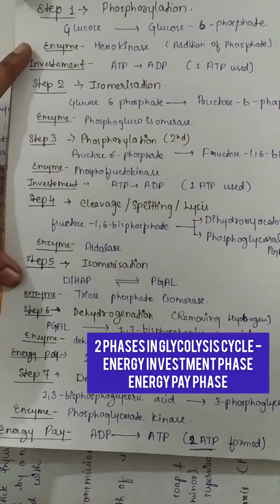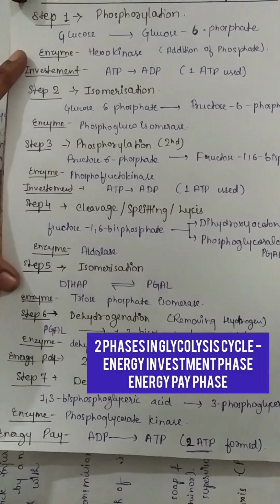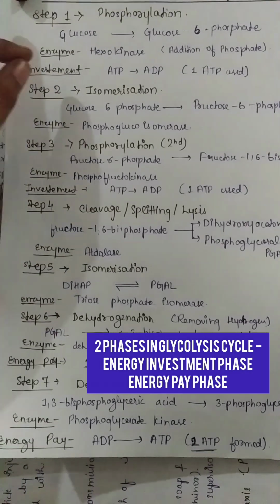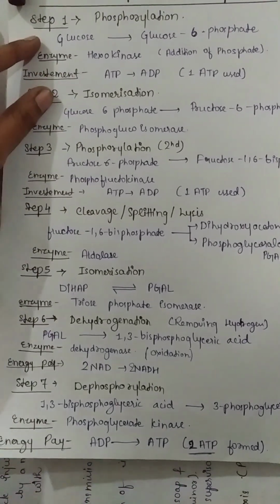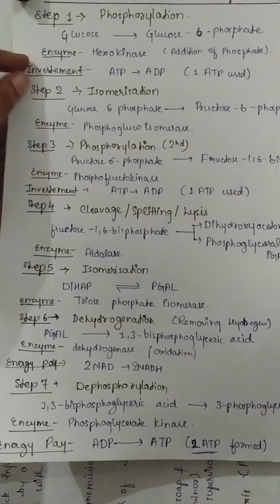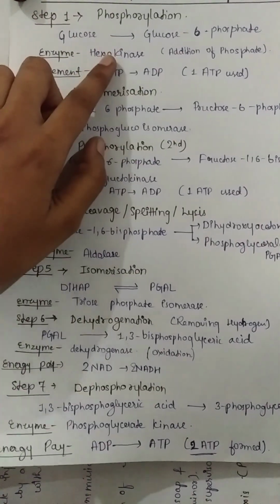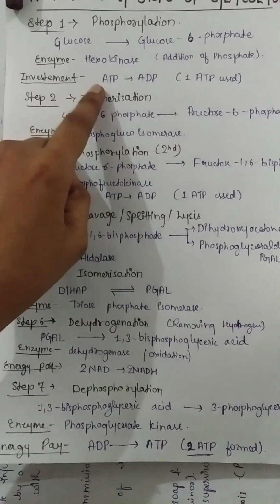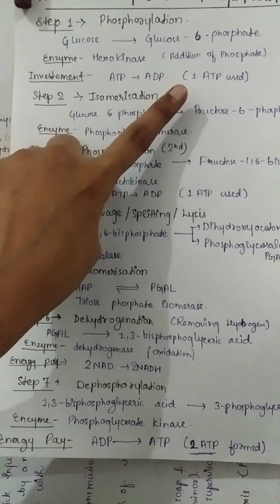We know that the glycolysis cycle has two phases. The first one is the energy investment phase and the second one is the energy payoff phase. The first phase, the energy investment phase, starts from step 1, phosphorylation. Phosphorylation is an energy investment reaction, in which 1 ATP is used.